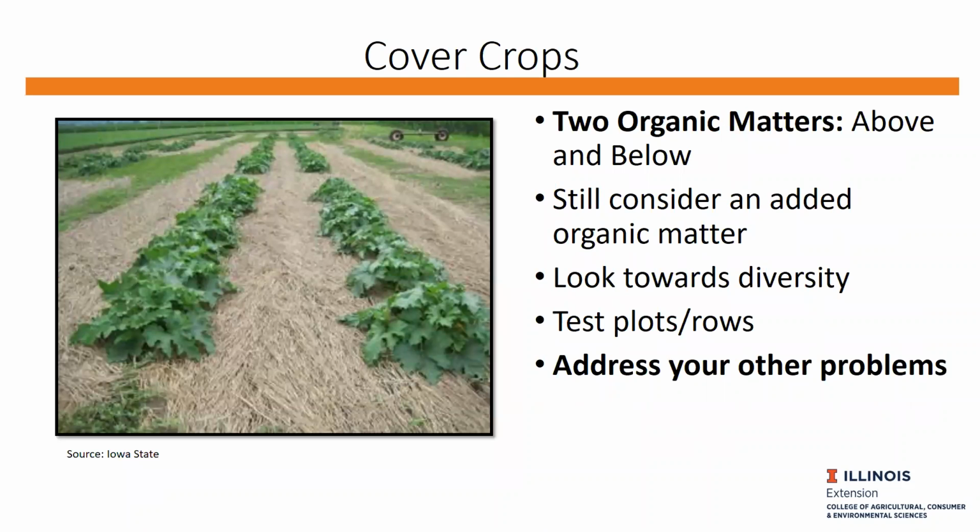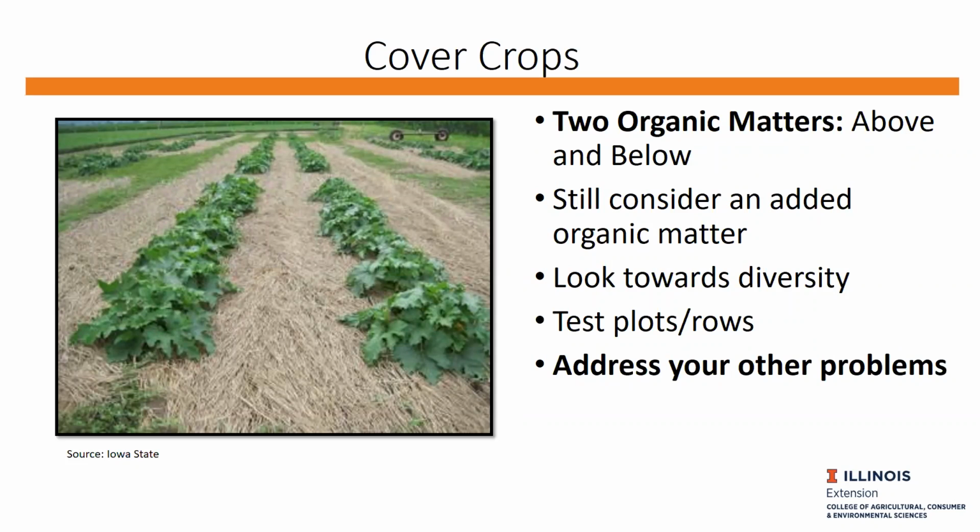The benefit with cover crops is that you actually are growing two organic matters. We don't always recognize that, but the above and below ground organic matters are really important when it comes to adding to your soil organic matter. I would still maybe play around with adding another organic matter, especially an added one if you could. Look towards diversity, especially with the cover cropping systems. You will find so many different ones out there. Test plots, rows, this is all crucial to having a good experience with cover crops and utilizing them effectively in your organic matter systems and addressing soil organic matter.